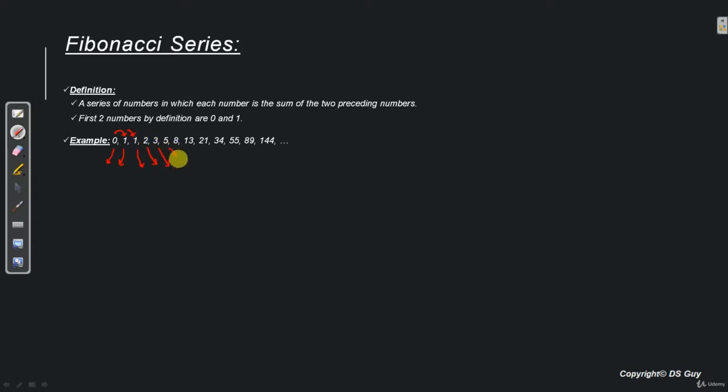The next number is 5. It is coming from 3 plus 2. Next number is 8. It is coming from 5 plus 3 comes 8, and so on. So I hope you have understood what exactly is a Fibonacci series. So now let's try to find out the nth Fibonacci number using recursive method.